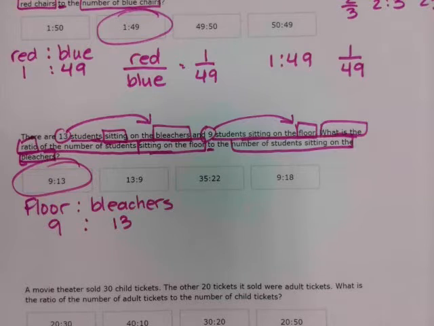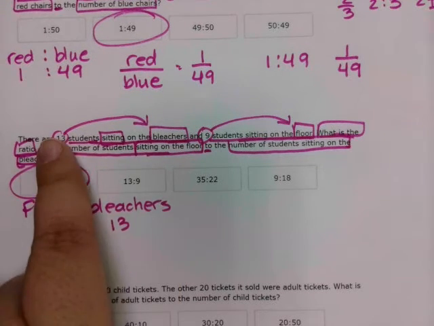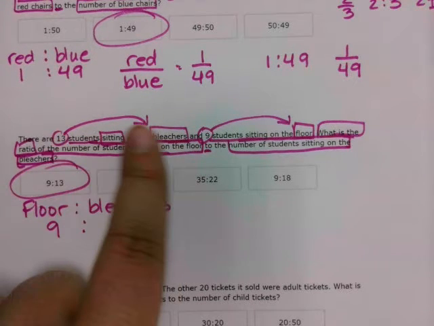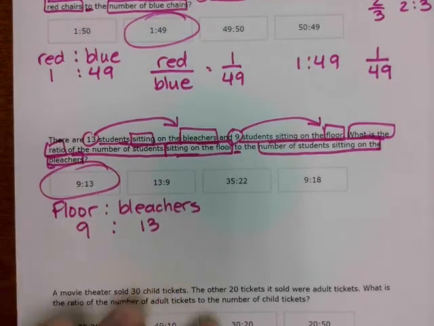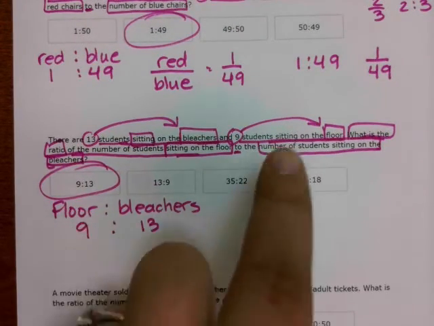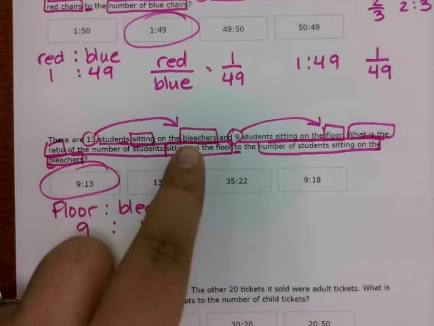Just got to read them carefully and make sure these numbers were flipped. Up here, they were in the same order, like 1 to 49, 1 to 49. But here, they did flip the way the ratio was asked. They wanted the floor first and then the bleachers.